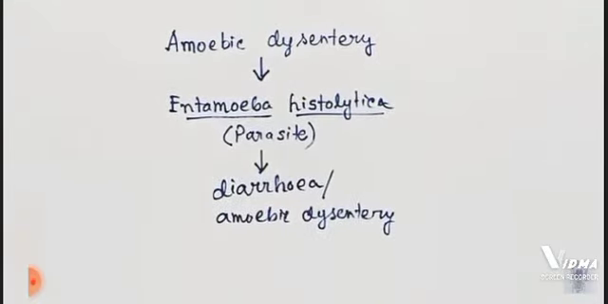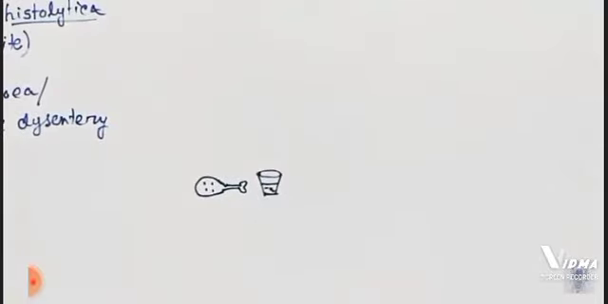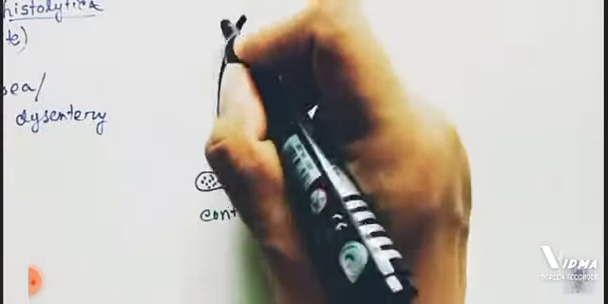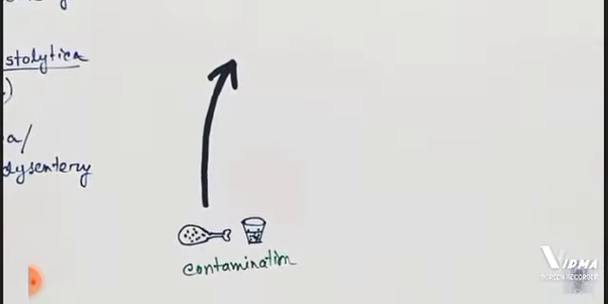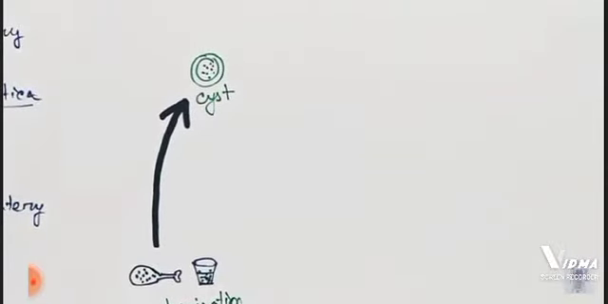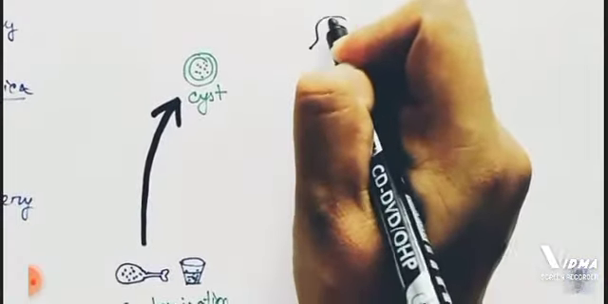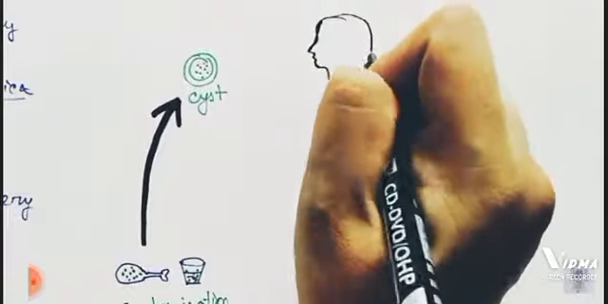Now we will see the life cycle of the Entamoeba histolytica. This is the food or the drink that gets contaminated by the cyst of Entamoeba histolytica. When we consume the contaminated food or drink, the cyst of Entamoeba gets inside our body. The cyst of Entamoeba histolytica is a non-mobile form, that is, it cannot move. The cyst gets inside our body through our mouth, and it travels throughout the gastrointestinal tract of the human body.